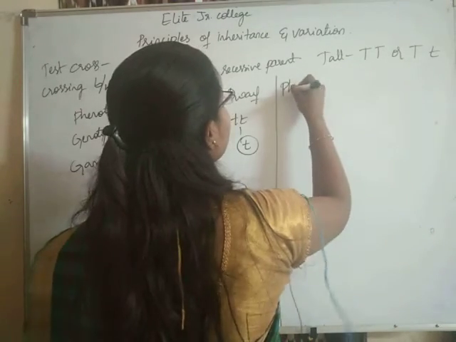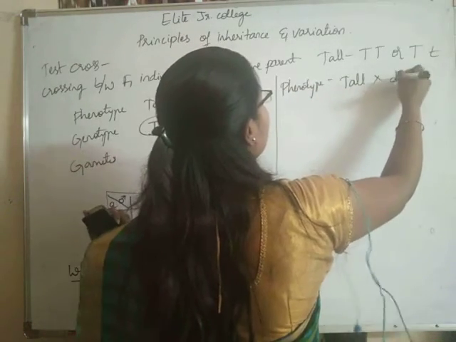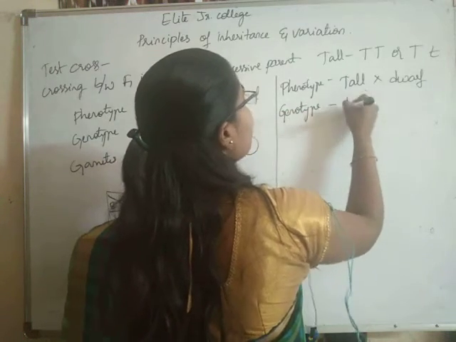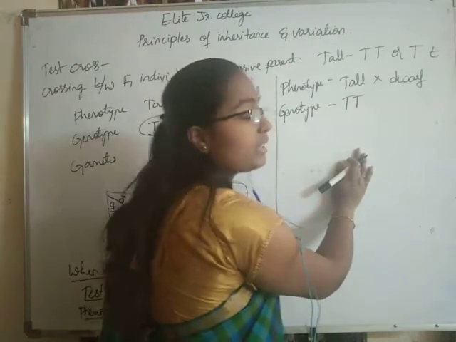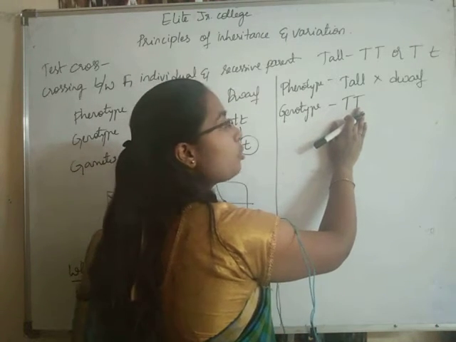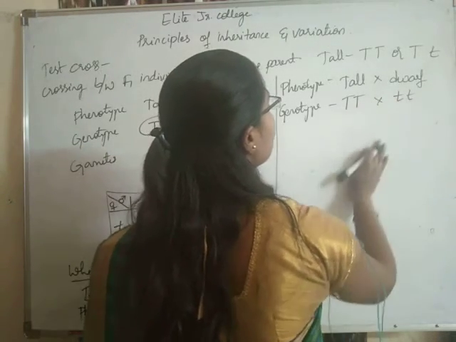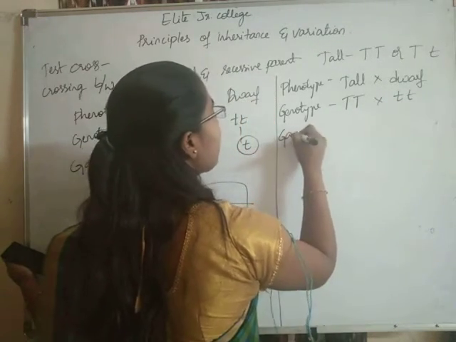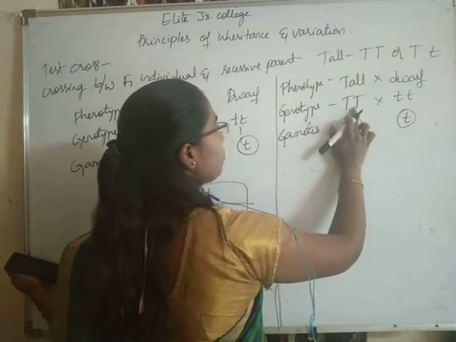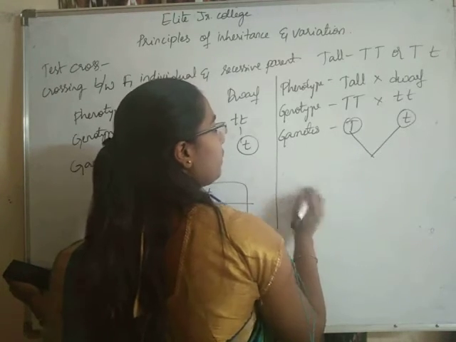Again we are going to take the phenotypic ratio, tall to dwarf only, but here now the genotypes are different. The genotype of tall is capital T capital T. Our tall plant is now a homozygote. We are crossing this tall homozygote to a dwarf individual. So what will be the gametes here now? Capital T from tall, small t from dwarf. So now only capital T and small t are going to undergo fertilization.